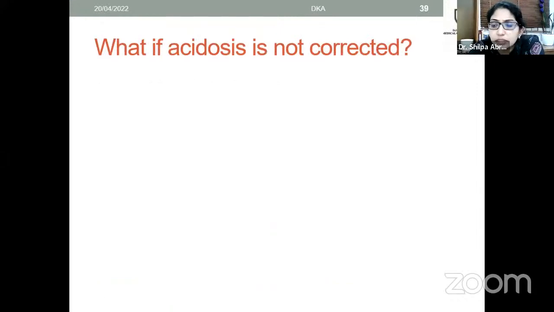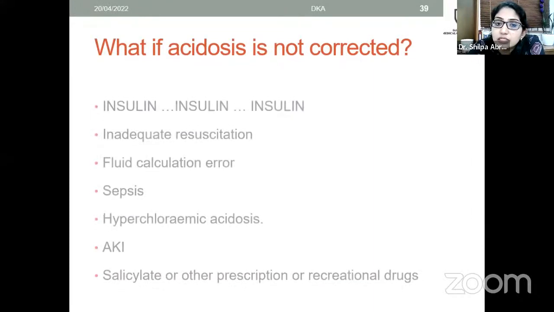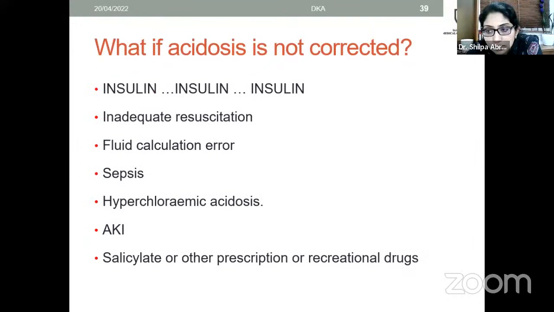So if you are doing everything right, but your acidosis doesn't seem to be getting corrected, then what do you think of? What should you do? So the first 3 points. As per my professor, he used to say, the first 3 points are insulin, insulin, insulin. Okay, so always double check, triple check your insulin.